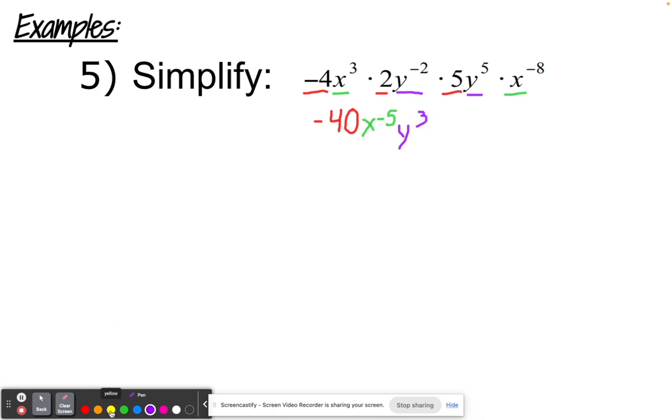I'm almost done. But I see I have this negative exponent. It's going to come downstairs. That will leave me with negative 40. My 40 doesn't go downstairs. It's not a negative exponent. It's just a negative number. Y to the 3rd power, still upstairs. And my x will move downstairs, and my negative 5 will become positive. So x to the 5th in the denominator.